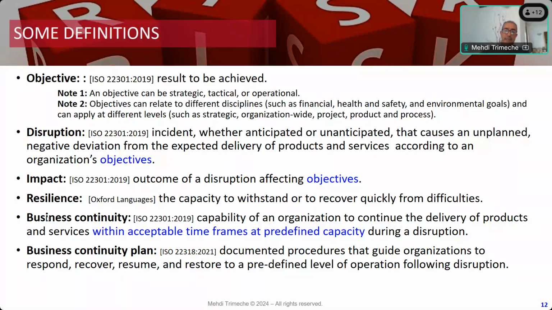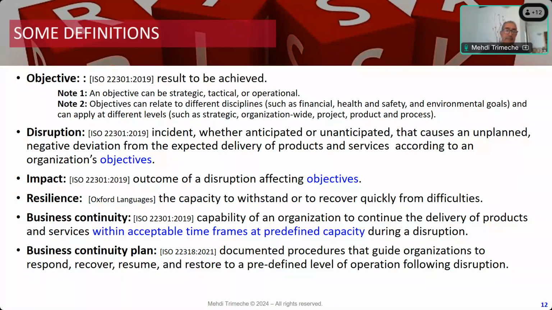And here we can classify as critical the stakeholders or the elements that can disrupt the activity of the company. For example, we talk about a critical client. We can talk about a critical supplier, if it is a lonely supplier or a supplier that provides a critical product. We can talk about a critical process, a critical product, etc. Impact, so it's the outcome of a disruption affecting objectives. And again, we find the objective in the definition.